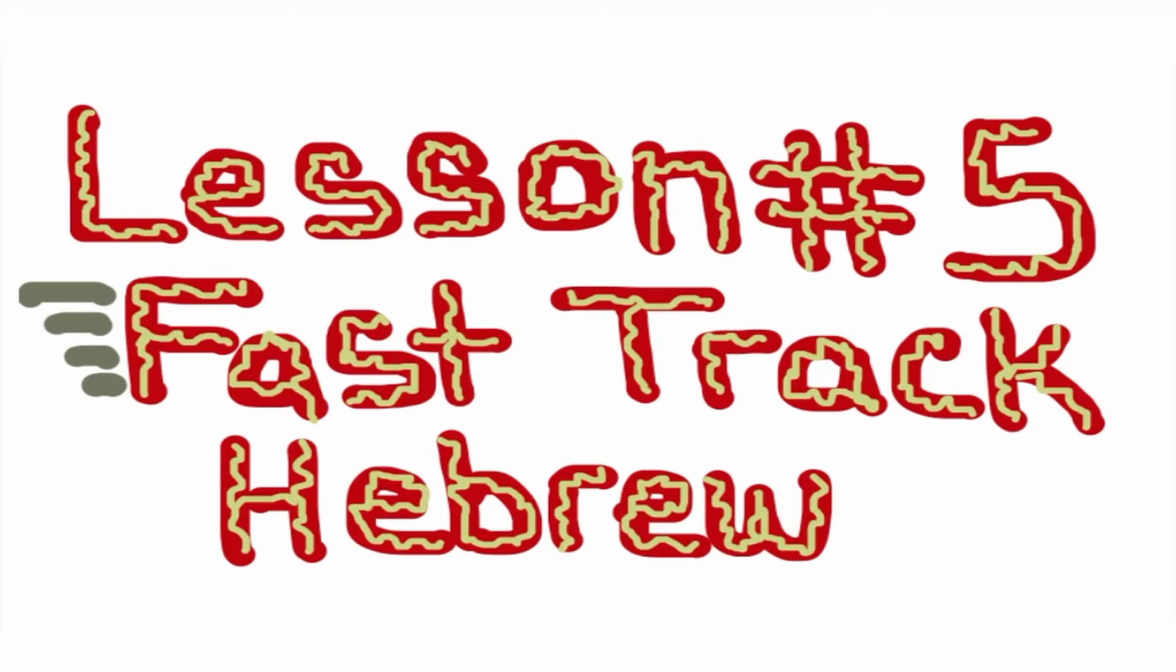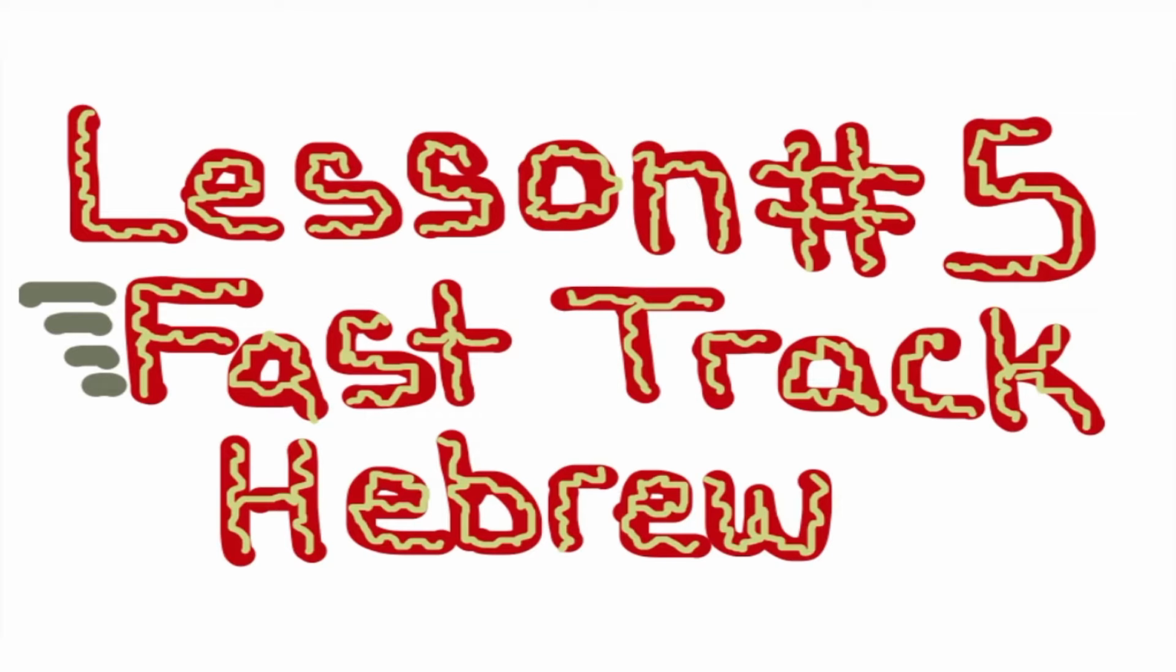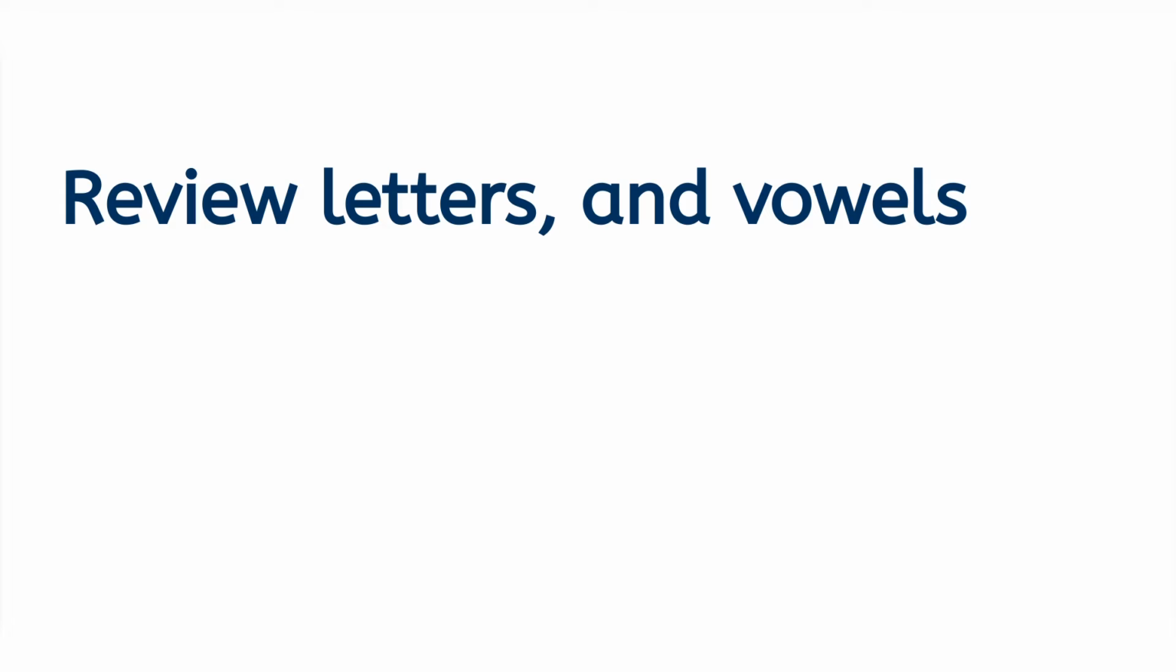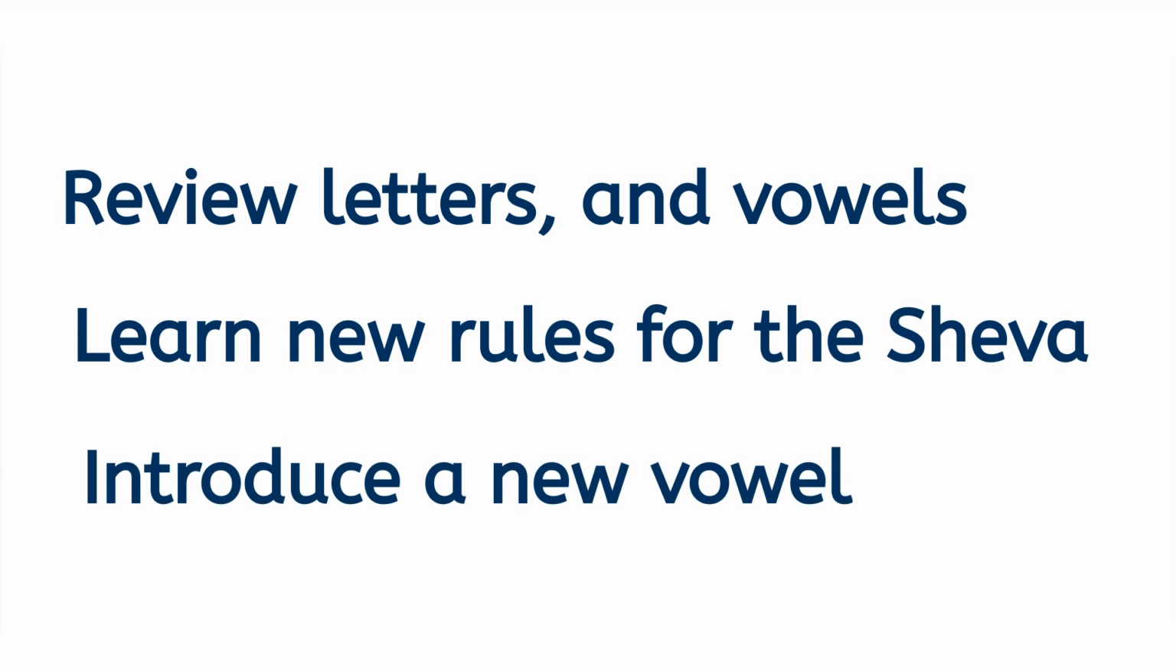You are on the fast track, lesson number 5, and with award-winning art right on the screen with every new lesson. But we're not going to tell anybody. We have a lot of stuff to learn today. First, we're going to review. We're also going to cover the vowels that we did, and we're going to review a couple of rules for the Shiva, which we introduced last week, and we're also going to introduce a new vowel. So we have a lot of stuff to do.